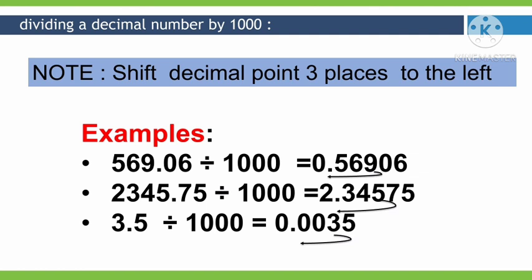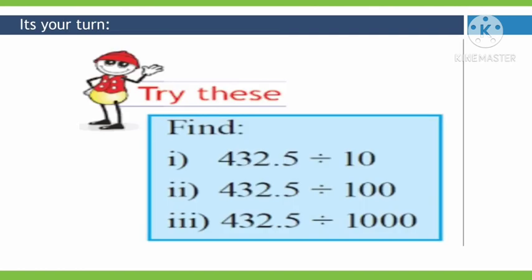Third example, 3.5 divided by 1000. So you want to shift 3 decimal places, but you have only one number in front of the dot. So what you have to do? You have to add 2 zeros in the front. So your answer will be 0.0035. I hope it's very clear, children. Now it's your turn to try your understanding. Try to solve these sums.